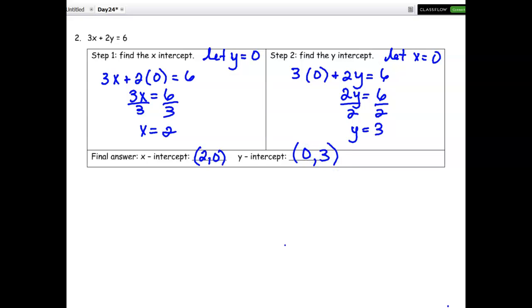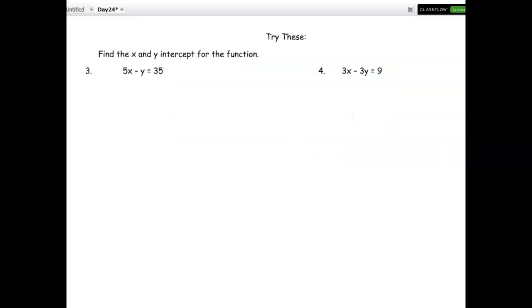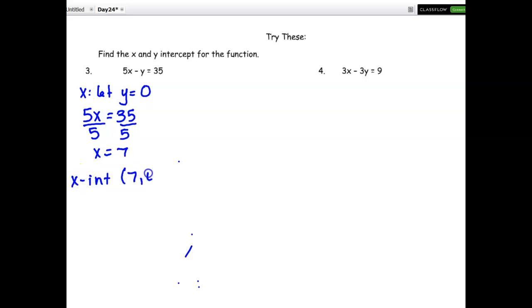Okay, so I want you to try the next two. So pause the video and then come back and let's check the next two. So coming back, our x-intercept, okay, I'm going to let my y be 0. So we're going to find the x and y intercepts. So we've got 5x is going to be equal to 35. Okay, because my y just went to 0, so I'll just skip that step. And I divide by 5. My x is 7. So my x-intercept would be 7, 0.